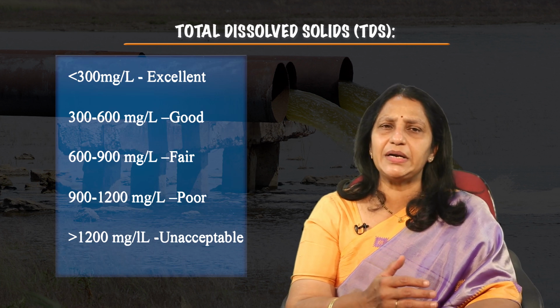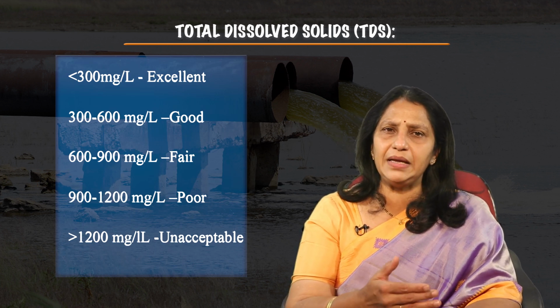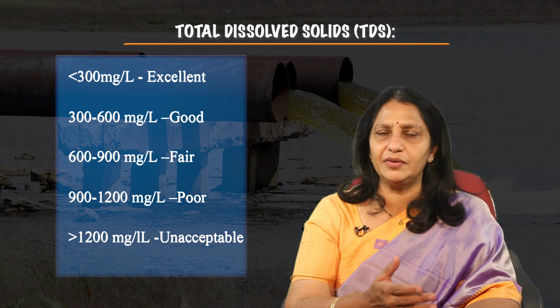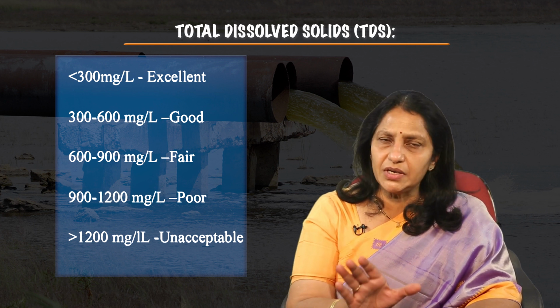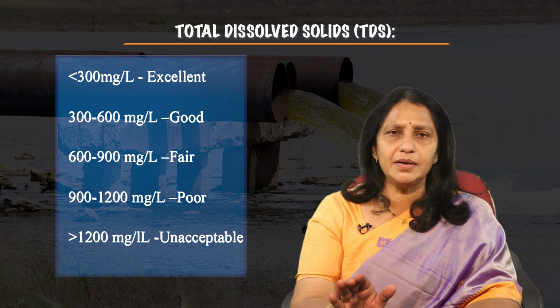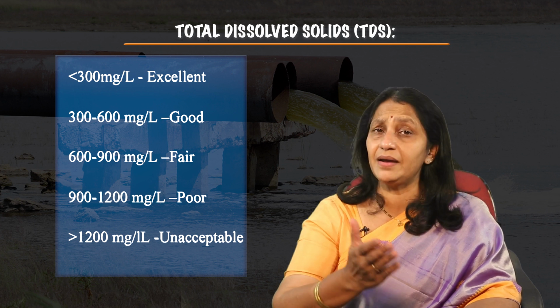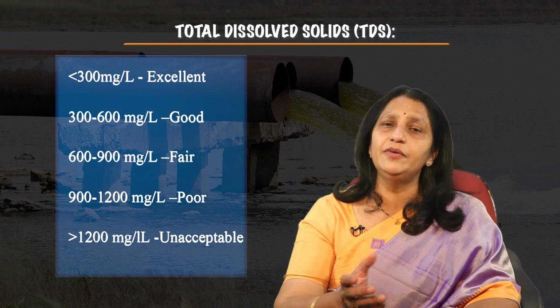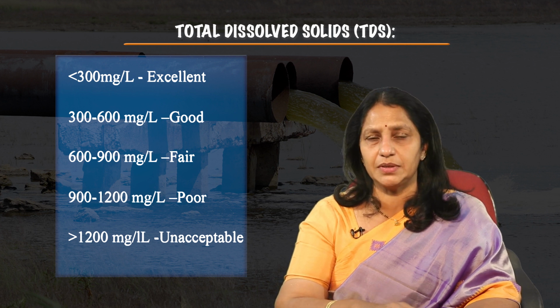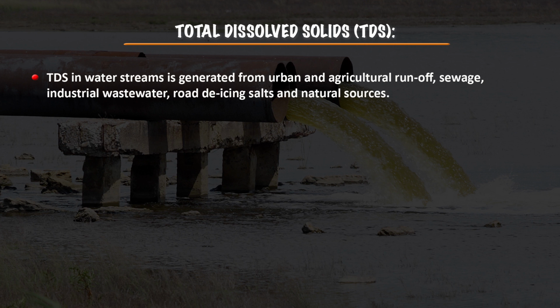So the organoleptic properties like taste, color, odor and feel of water with respect to TDS: in general, if it is less than 300 milligrams per liter, we can consider it as excellent. If it is between 300 to 600 milligrams per liter, we can consider it good, and 600 to 900 milligrams per liter, it is fair, and 900 to 1200 milligrams per liter, we can consider it poor, and above 1200 milligrams per liter, it is unacceptable. So TDS in water treatment is generated from urban and agricultural runoff, sewage, industrial wastewater and also some road de-icing salts, and natural sources are also there.